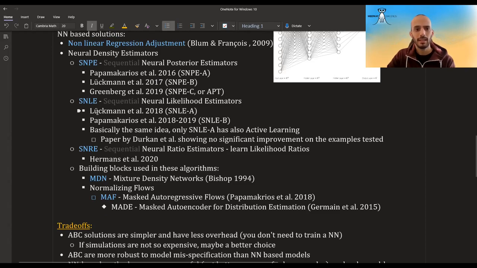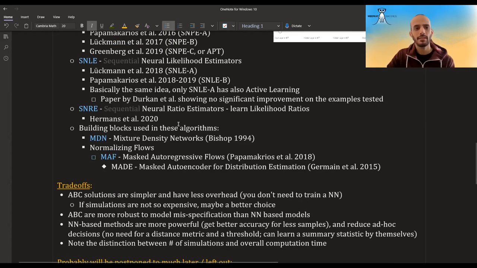There are two papers, one by Lueckmann, and one by Papamakarios, but they basically do the same thing, only the first one has some active learning. There was a paper by Durkan, Papamakarios, and Murray that showed that there was no improvement of the first method over the second on their selected problems, but active learning could still be something beneficial in general.